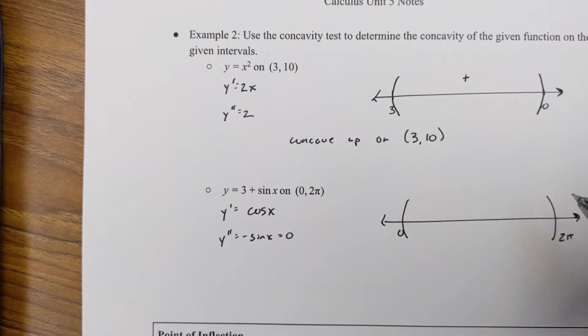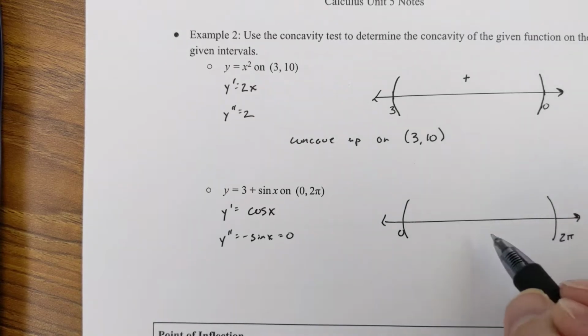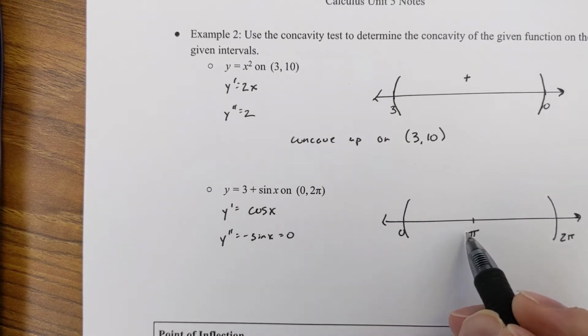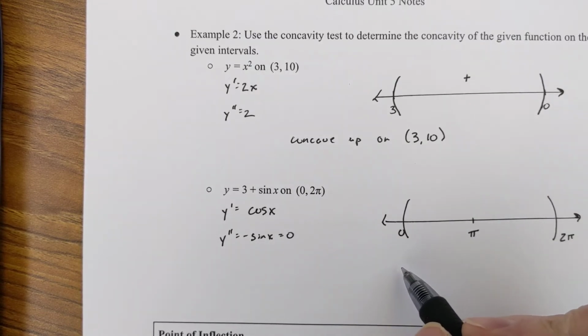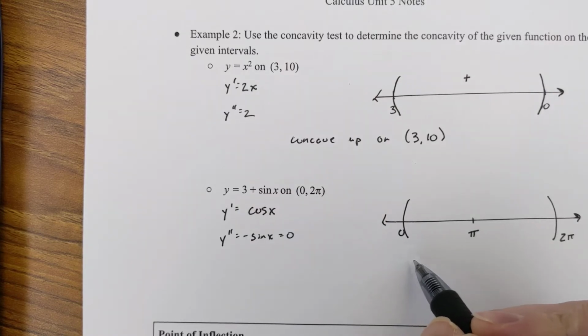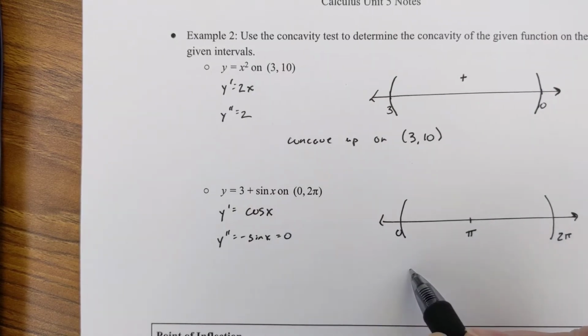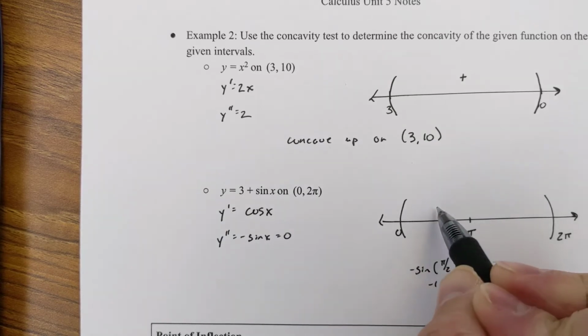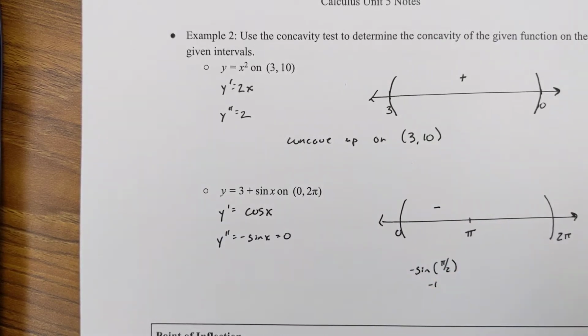Let's see here. Where is the sine 0? The sine is 0 at 0, it's 0 at pi, and 0 at 2 pi. So I need to plug some number between 0 and pi in, like pi over 2. So double prime at pi over 2: the negative sine of pi over 2 is negative 1, so that section is negative.